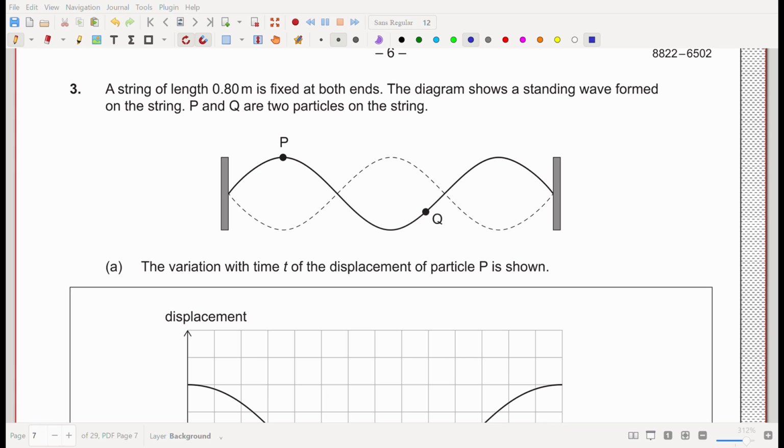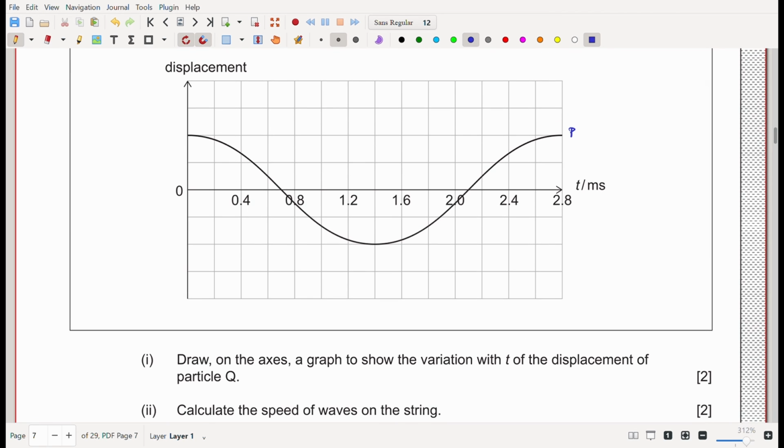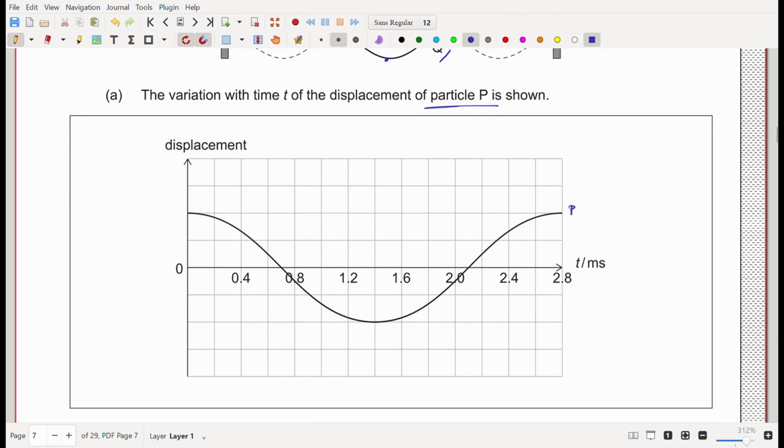A string of length 0.8 meters is fixed at both ends. A standing wave is formed, and we are given two particles, P and Q. The variation with time of displacement of P is shown here. So let's just mark that as P. Now we are asked to draw the variation with time of the displacement of particle Q. If you look at it, Q does not have the same maximum amplitude as P. You guys know that in standing waves, the amplitude is the amount that a particular particle will oscillate. So this means that Q is going to have a lower amplitude than P.